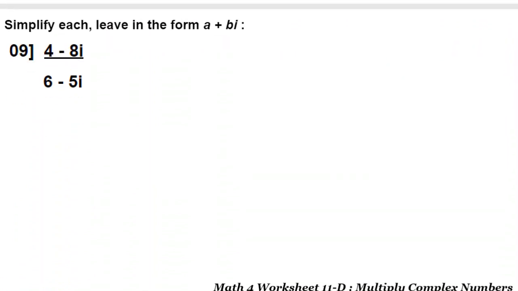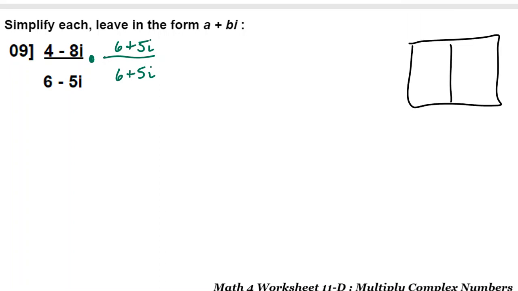All right, this guy we're going to multiply by 6 plus 5i on the top and on the bottom. So here, 4 minus 8i, 6 plus 5i.